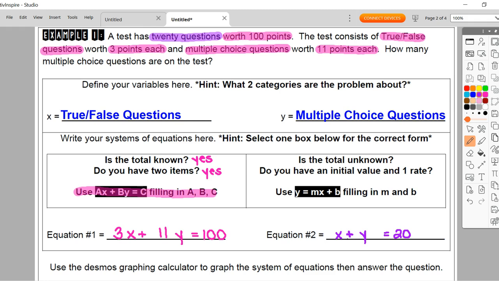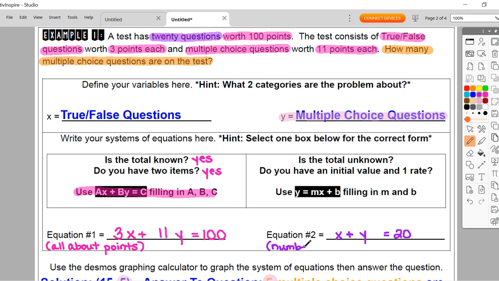So I'll add the two and total it up to 20. Now that I have the two equations, we go right to Desmos with this. Why I chose to write this equation again is because all these numbers were related to points. Each had a unit of points, so that's why this equation is all about points. The next equation was x plus y equals 20. I got that because that was the numbers related to the number of questions on the test. I knew there were 20 questions total on the test. Some of them were true false, and some of them were multiple choice. Add them up, gets to the total of 20.